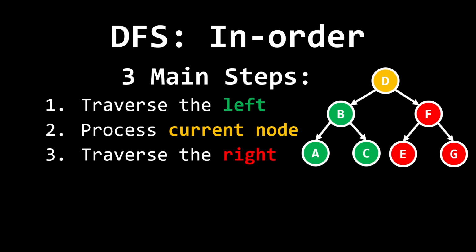You can understand the in-order tree traversal method as just going from left to right. You're going left, doing the current node, and then doing the right. You can think about it as a number line. You're going in order, right? Okay, so that's the basic idea of the three main steps for in-order tree traversal.